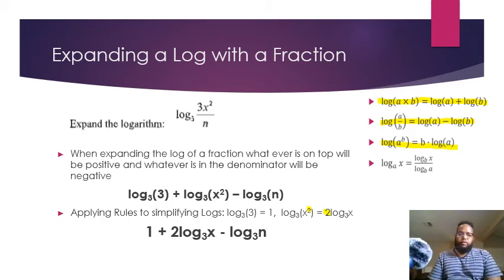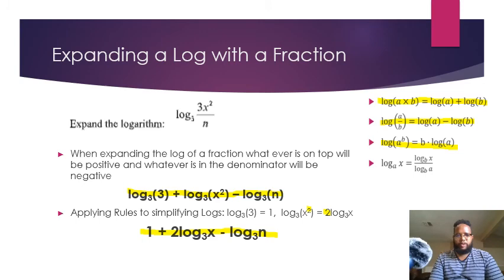Now this can also be condensed by going in the opposite direction. Whatever is positive will go in the numerator, and whatever is negative will go in the denominator. The 1 could be expressed as log base 3 of 3, since both of these are log base 3. The 2 can go in the exponent of the x. We didn't do anything with the negative log base 3 of n.